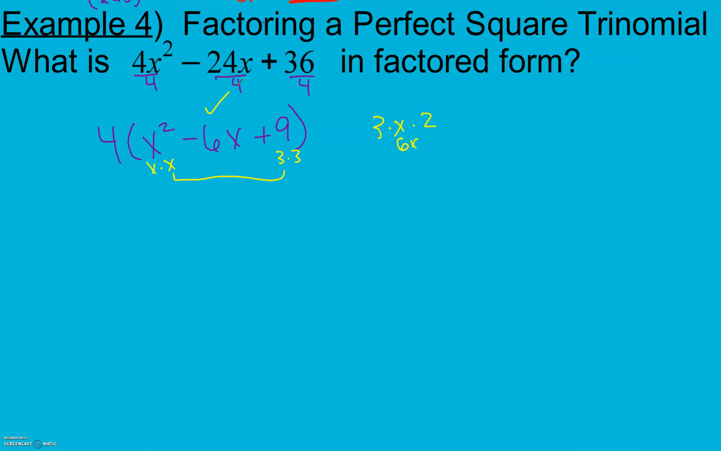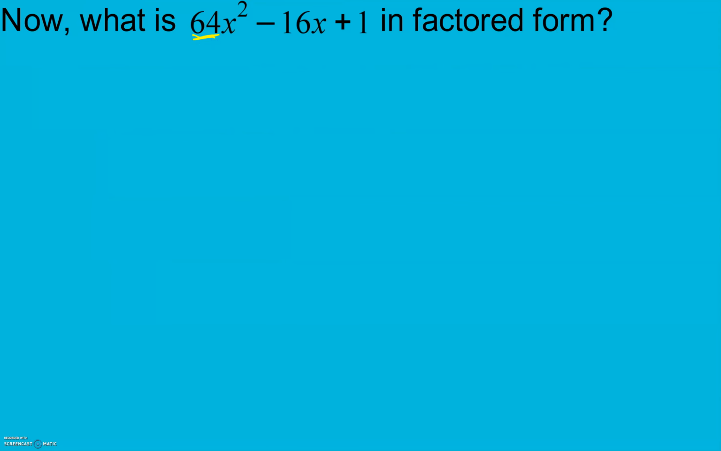We can still get to x minus 3 squared going the long way like we've done before. So if you're not comfortable with this, don't panic. We can still multiply to 9, add to 6. It's going to be 3 and 3. Both signs are going to be negative. So again, our first step anytime we see a number in front of the x squared is to see if we can factor it out.